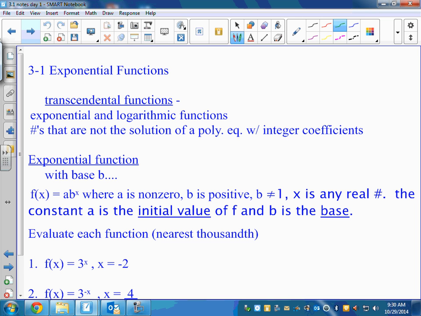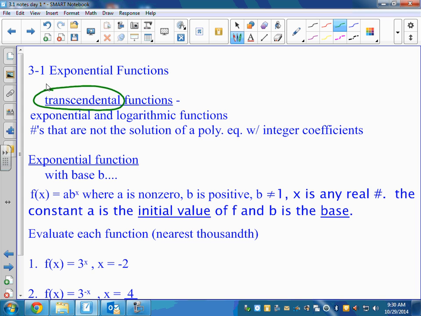All right. Exponential functions. This is kind of a nice little vocab word. Something to know. Transcendental functions are functions that don't have very nice solutions, right? Numbers that are not the solution of a polynomial equation with integer coefficients. Because with exponential and logarithmic things, remember we get a lot of irrational, weird answers there.